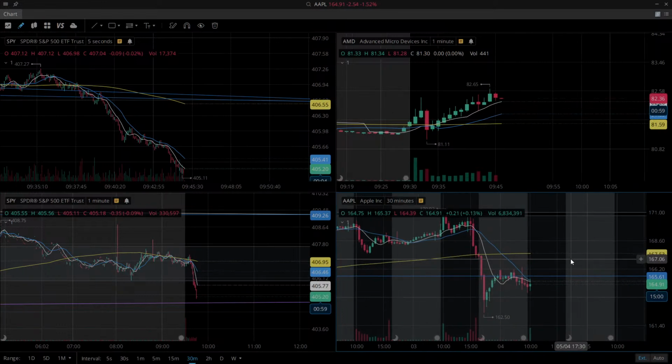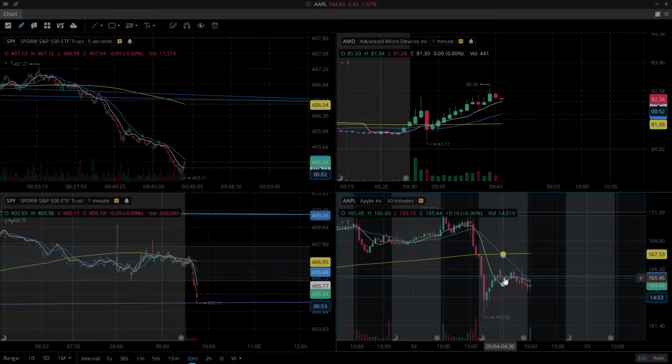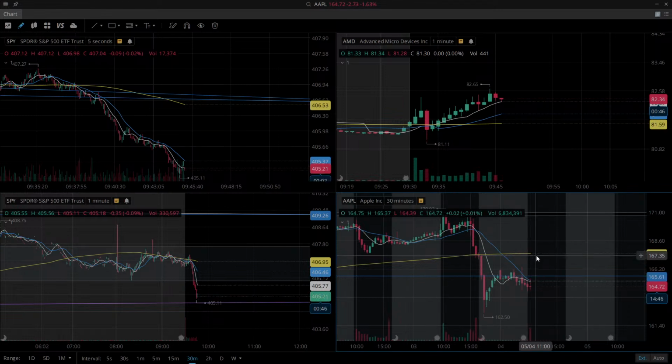Effectively, I'm looking at that H pattern right here on Apple. Look, big old decline, there's your H. So look for support right around 164, 165, and a bounce out for a retrace to like 167, 167.50-ish.